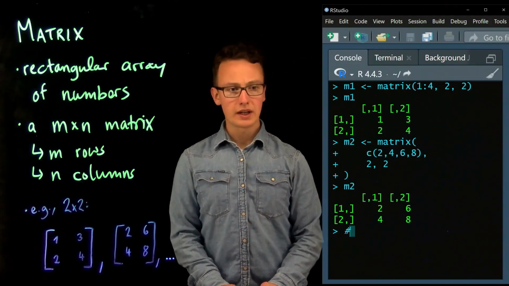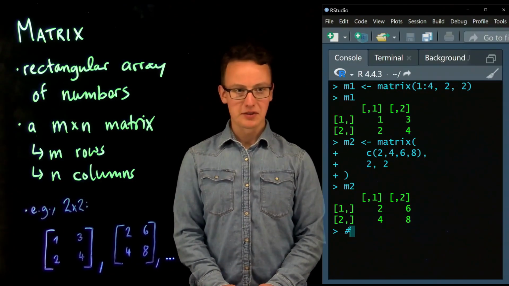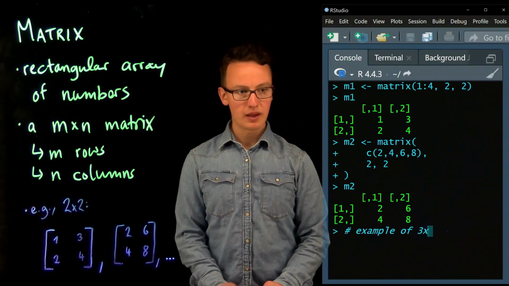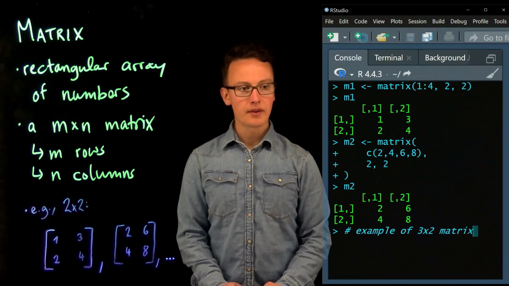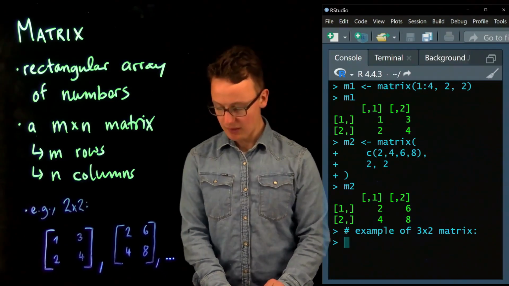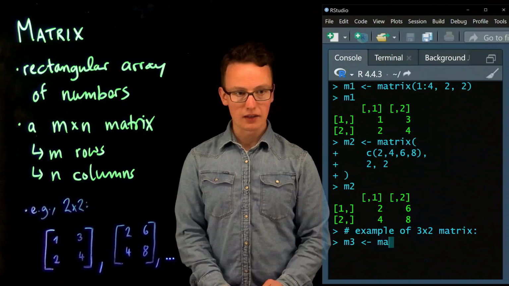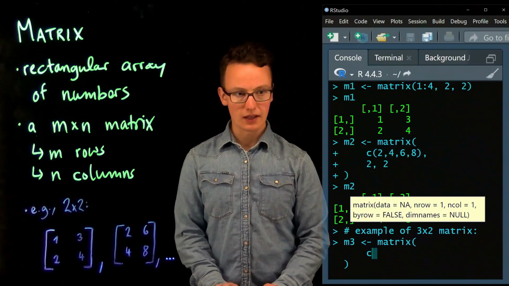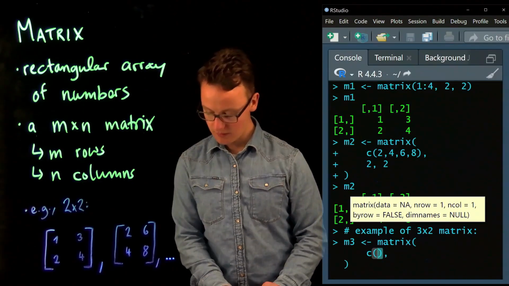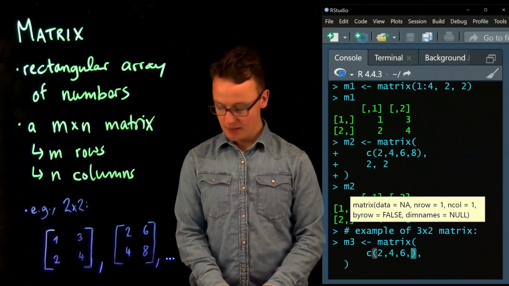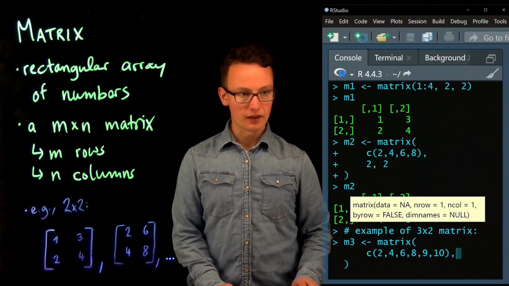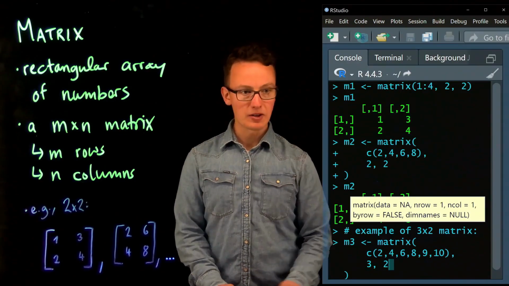But obviously, we can also have matrices of other dimensions than 2 by 2. Let's see an example of a 3 by 2 matrix for a change, okay? So I could define a 3 by 2 matrix which I can give the name M3, and I will give it the following values, which will populate it, namely the values given in the vector 2, 4, 6, 8, 9, and 10. And then, as I said, I have to define the dimensions.